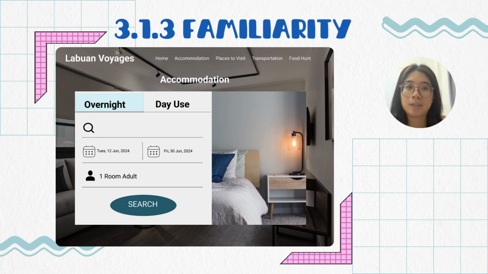Familiarity is a key principle in web design that involves using elements and interaction patterns that users are already accustomed to. The layout of the accommodation page is designed using common web design conventions. It features a grid layout for displaying different accommodation options, each with an image, name, brief description, and a call to action button like Book Now or Learn More. This familiar format allows users to easily browse and select accommodations.